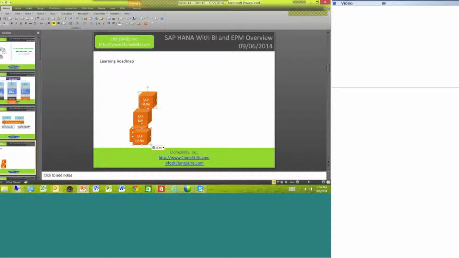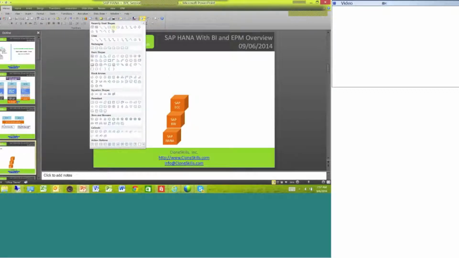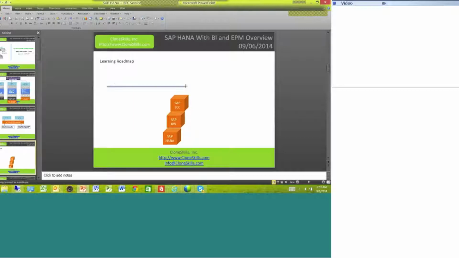Then after that, they're going to focus on SAP ECC. So we do need to understand SAP ECC. Up to this point, it's common for everybody. This is going to be a common learning roadmap for all of us. This area, everybody will learn, and we have to understand this very well.